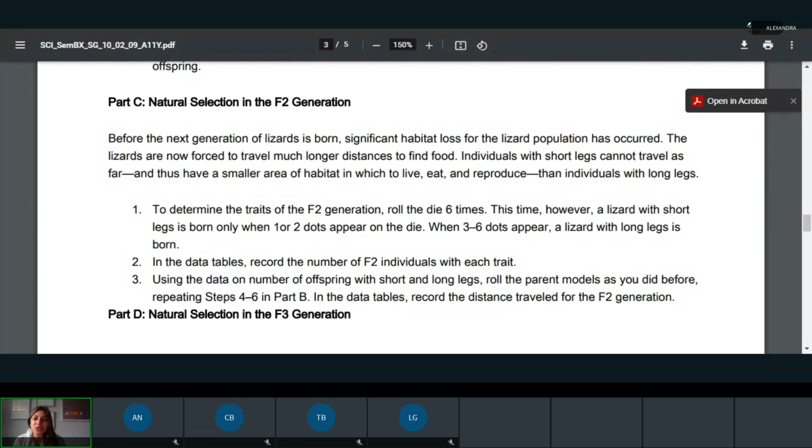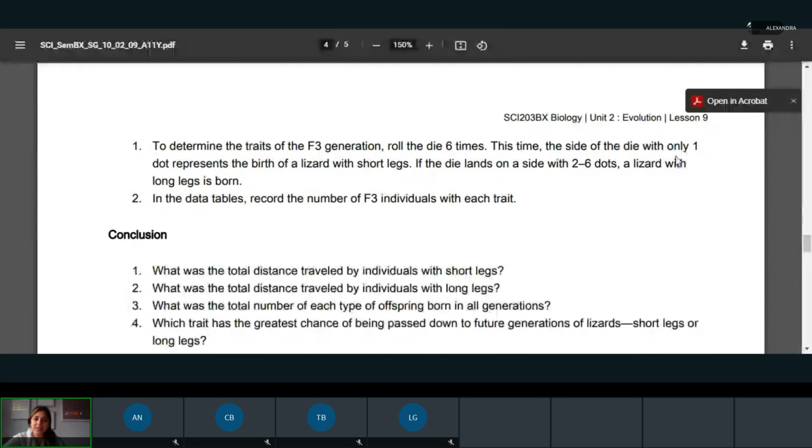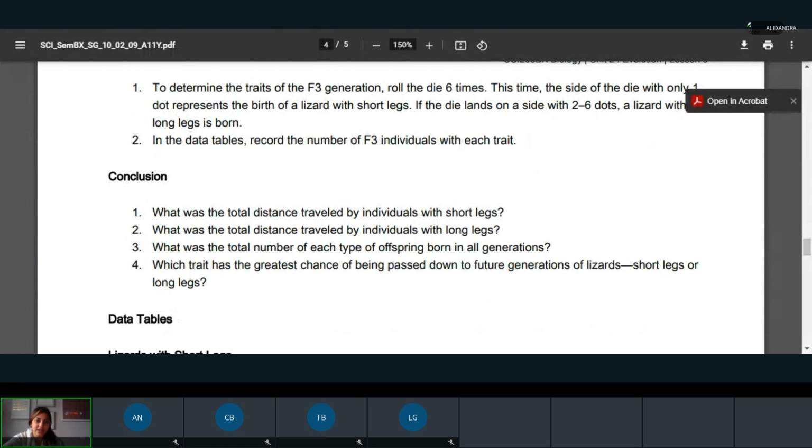And so once you do that for this generation, you are then going to go ahead and do this for the F3 generation. But this time, in the F3 generation, only 1 dot represents the birth of a lizard with short legs. And if the die lands on anything between 2 to 6, then a lizard with long legs is born. So you're going to do that, and that's going to be the last generation.